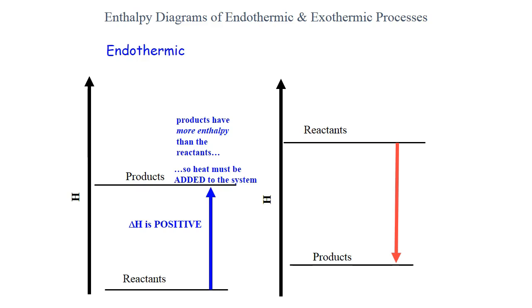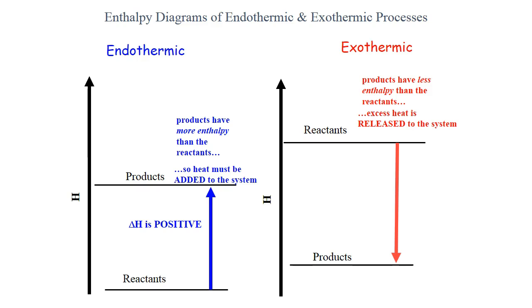On the right-hand side, where the reactants are shown to have higher enthalpy than the products, this would be an exothermic process. The products have less enthalpy than the reactants, and so that means that there's going to be excess heat at the end that is released to the surroundings. Excess heat is released to the surroundings by the system, and then delta H would be negative here.